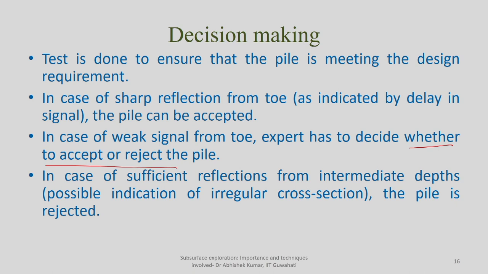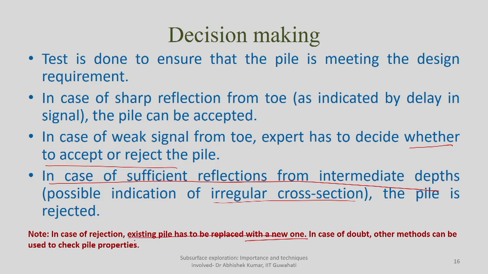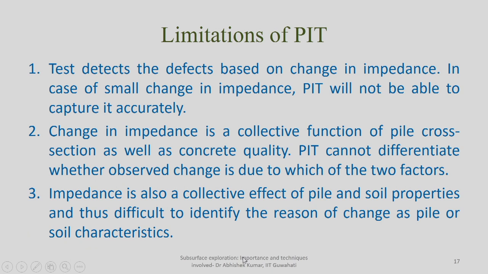In case you are getting sufficient reflection from intermediate depth, as I showed here, complete irregularities, a possible indication of irregular cross sections throughout, the pile has to be rejected. In case the pile is rejected, that means you cannot use that pile as a load bearing member, you have to go for casting a new pile. The existing pile should be replaced with a new pile. In case of doubt, you can again go with other methods to check this.